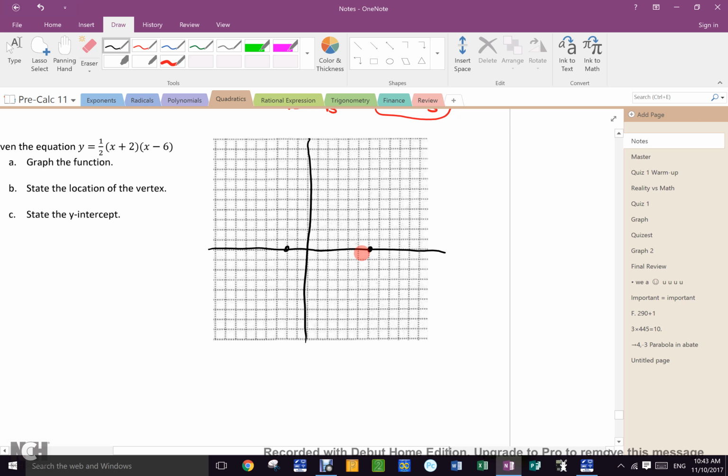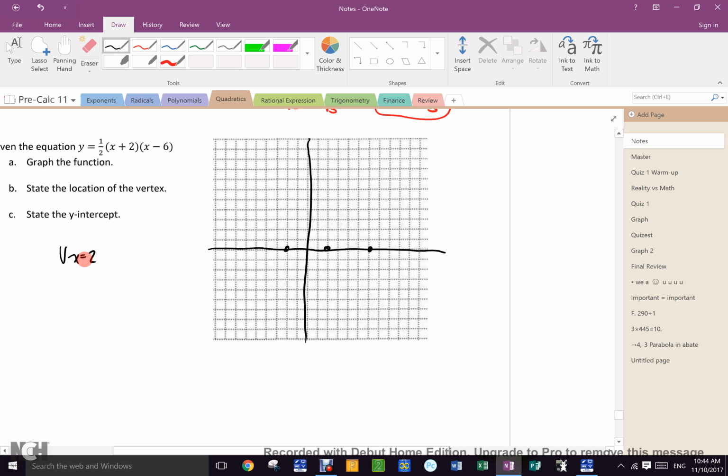Positive 6. Right? So if I want to graph it, I need a vertex. Where's the vertex? It's right in the middle. Right? 1, 2, 3, 4, 5, 6, 7, 8. 1, 2, 3, 4. There it is. The vertex x is 2. Right? So the Vx equals 2.